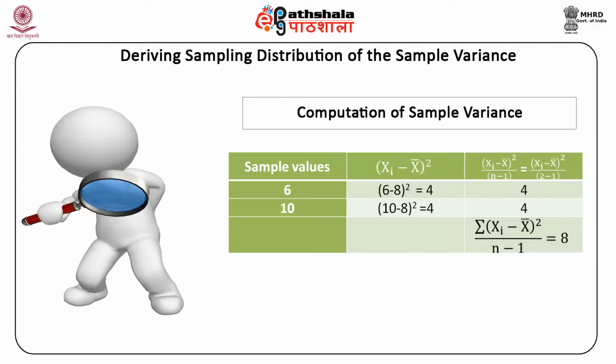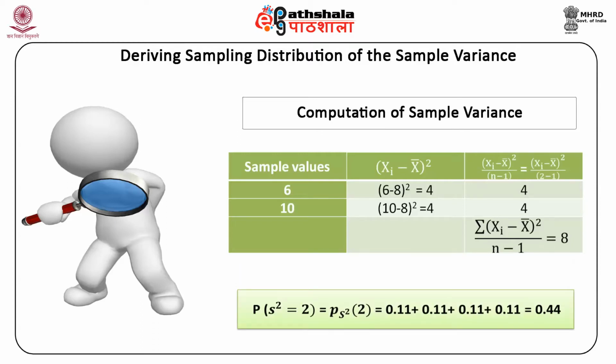It must be noted that the sample variance has been calculated using the formula s square is equal to summation xi minus x bar square divided by n minus 1. Also notice in this example, the population mean mu is equal to (6 plus 8 plus 10) by 3, which is equal to 8. And population variance is (6 minus 8) square into 0.33 plus (8 minus 8) square into 0.33 plus (10 minus 8) square into 0.33. Hence it is equal to 8 divided by 3, which is equal to 2.67.